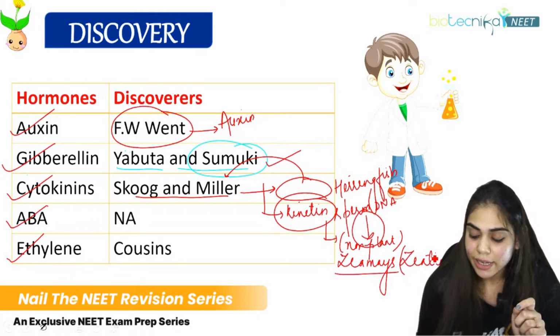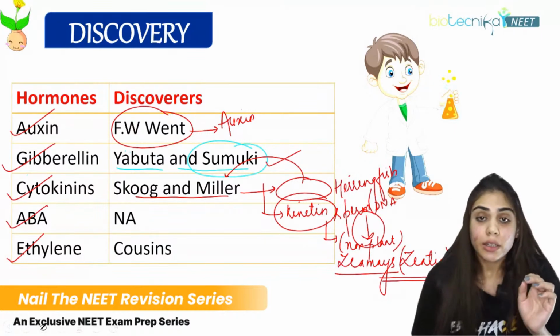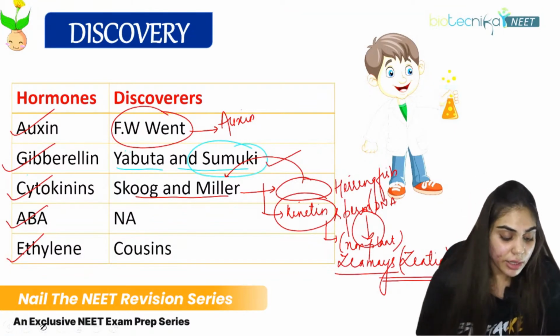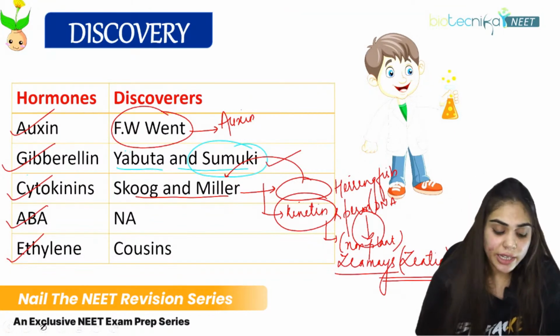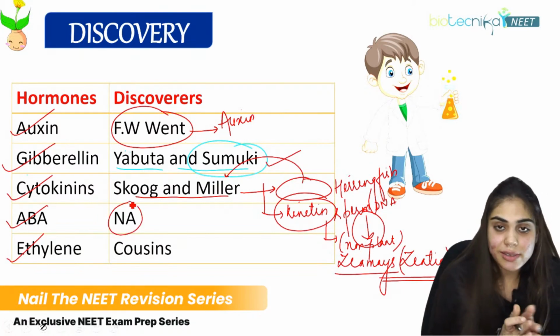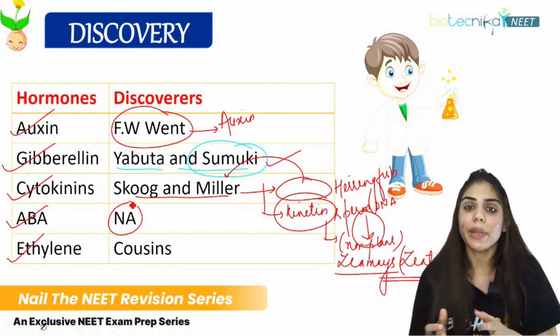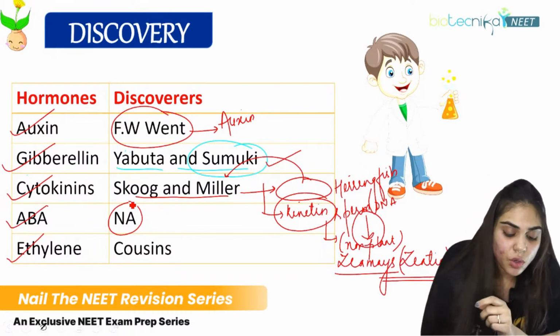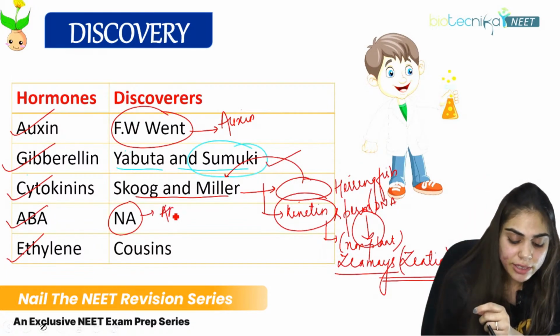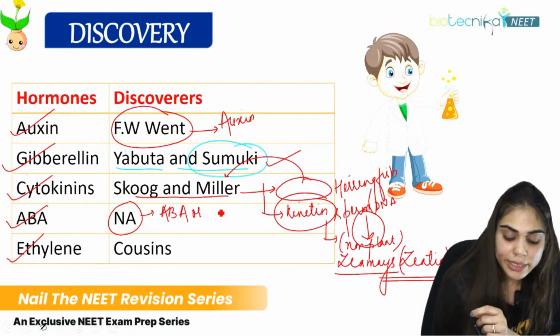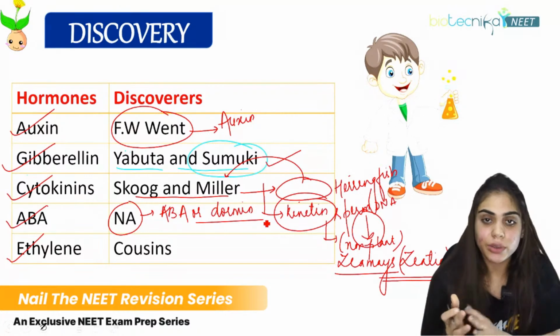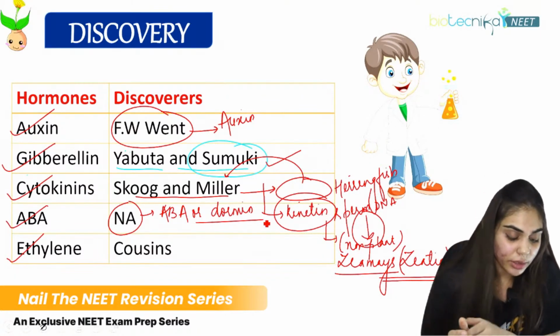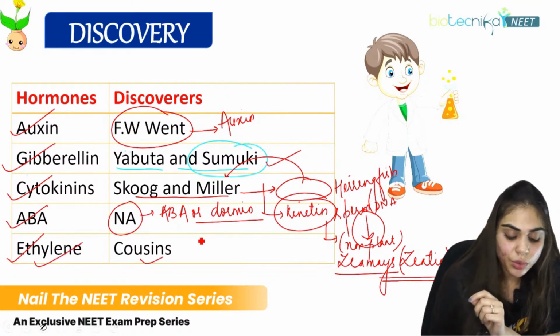So zeatin and kinetin are examples of cytokinins. And for ABA, that is abscisic acid, no one is known for this discovery because there were a lot of scientists working on abscisic acid, and they called this hormone abscisic acid as well as dormin. That is why the discovery of abscisic acid is not credited to anyone. And for ethylene, it is credited to Cousins.